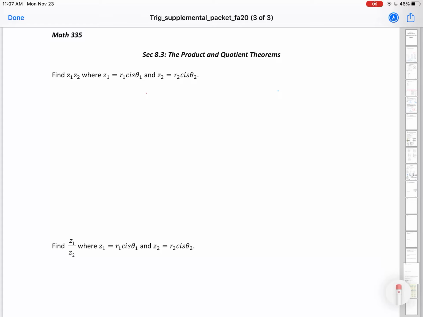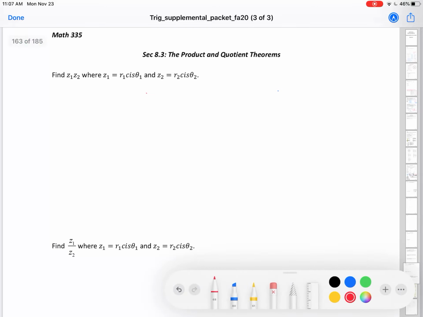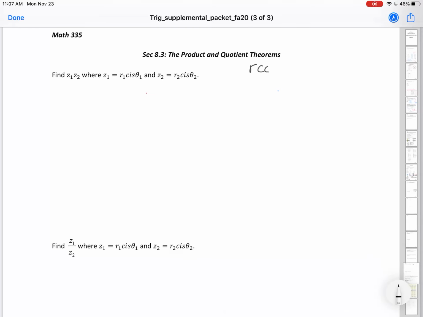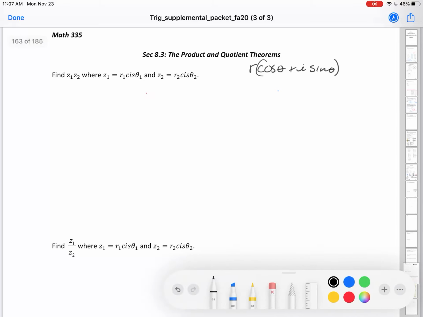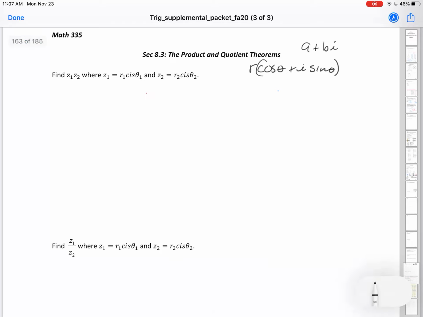Welcome to 8.3. In 8.3 we see one of the main reasons why we defined the complex numbers in their polar forms. So we have this polar form of a complex number, which is r cosine theta plus i sine theta, with that r on the outside. Could be distributed through as you need to, but that's our polar form of that complex number that in a rectangular form would be a plus bi.